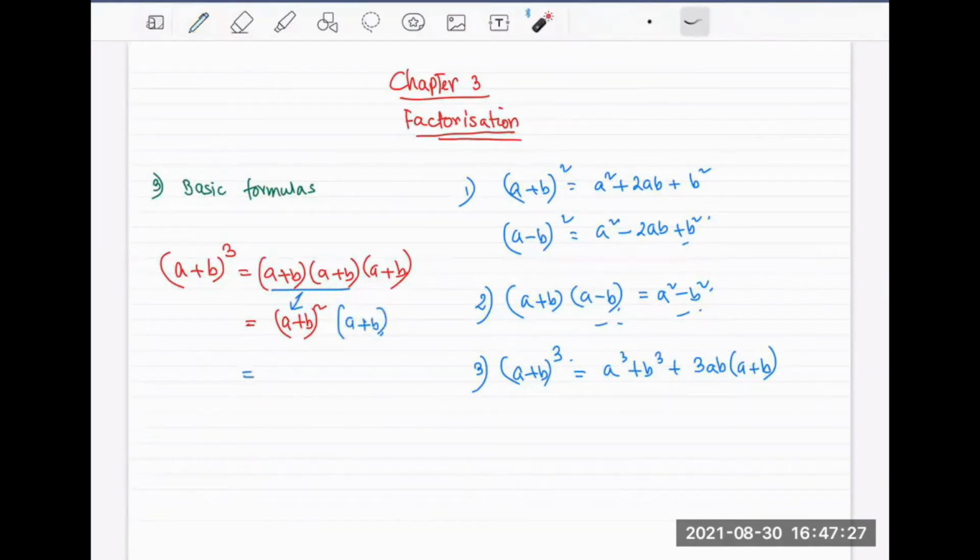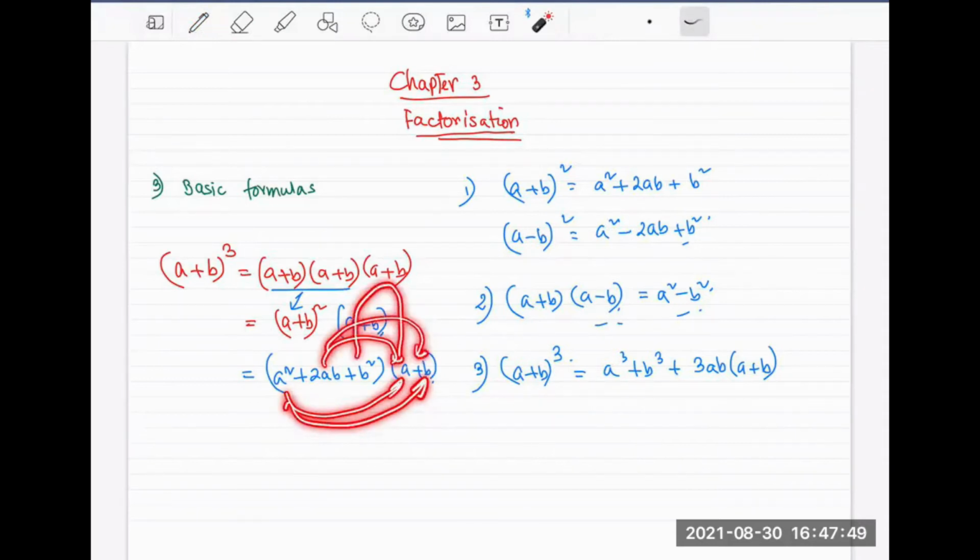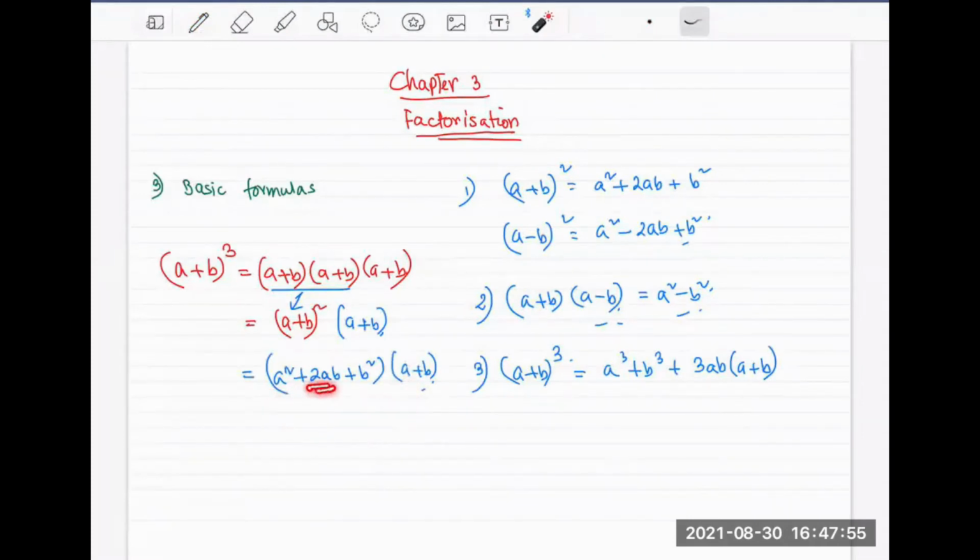You can write the expression for this one. A plus B whole square is this expression. So I can put A square plus twice AB plus B square, whole bracket, A plus B. Now use distributive property, multiply this, and multiply this. A square and A square and B. Next, twice AB into A, twice AB into B, B square into A, B square into B. Start with A square and A, it will be A cube, right? Plus A square into B, it will be A square B.